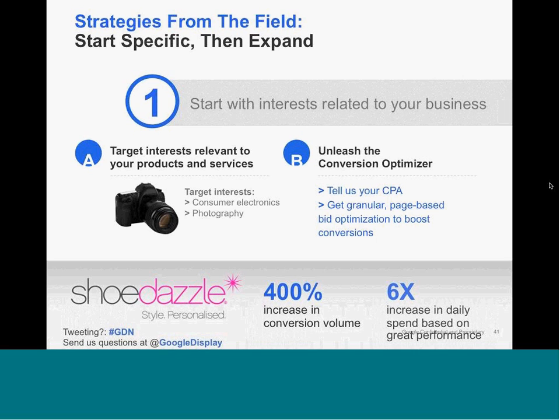Shoot-Dazzle tested interest categories. They wanted to generate leads amongst targeted websites that ultimately became sales while meeting their CPA goals. So they used interest categories along with contextual targeting, and then they layered on Conversion Optimizer. Conversion Optimizer actually increased conversion volume by 400% within 4 days. Shoot-Dazzle increased daily spend by 6 times within a few weeks of starting interest categories because the performance was so strong, and it led to really high sale quality, and their CPA remained steady.